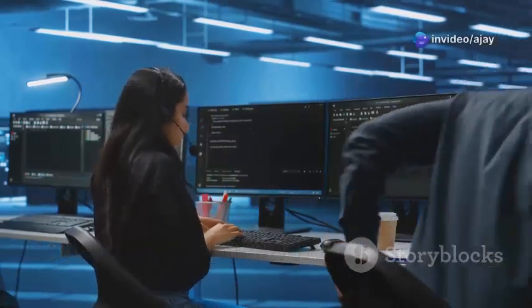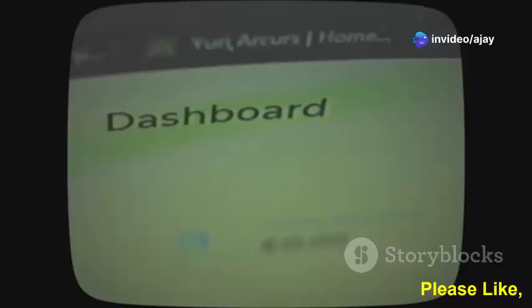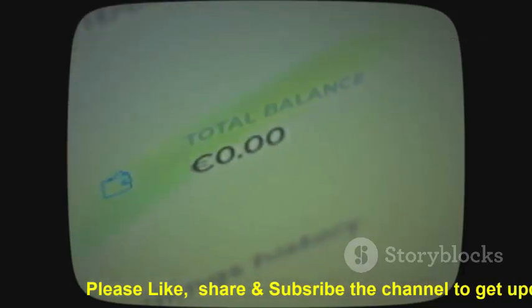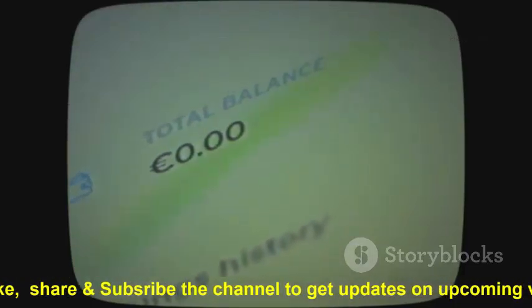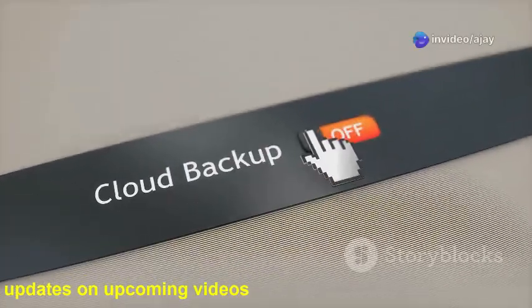Let's see how IAM is used in the real world. Imagine you have a team of developers. You can use IAM to give them access to specific AWS services they need for their work, like EC2 for running virtual servers or S3 for storing files.